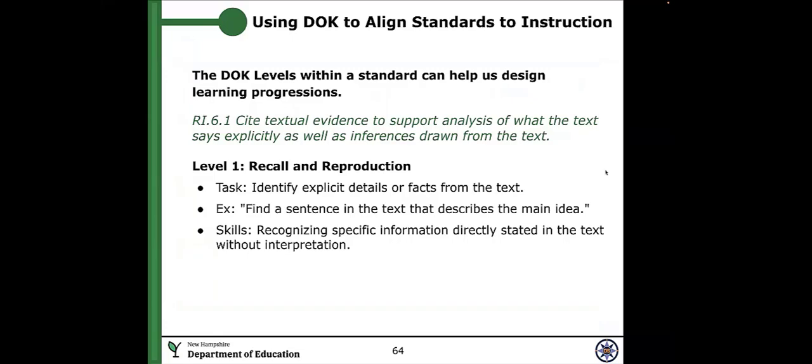As an example of how the standard breakdown fits with this, here's the standard we broke down earlier. Level 1, recall and reproduction: I can identify the details and facts. I might say, find a sentence that describes the main idea. I'm just recognizing specific information directly stated in the text. So there's my level 1.